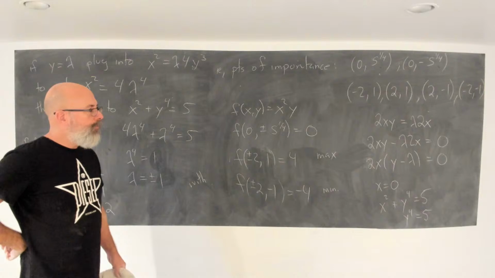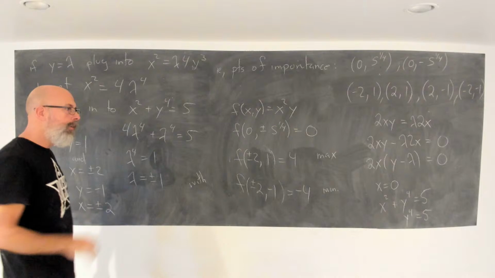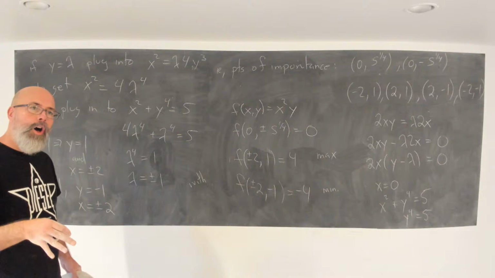Instead of viewing it as traveling on the gradient, I prefer to view it from the intersection of the two level curves.